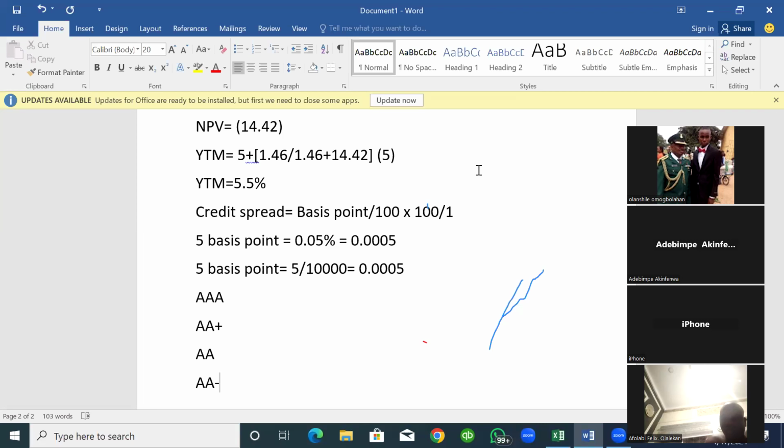Determinant of credit rating. We have financial performance. We have firm's cash flow and liquidity. We have size of the company. We have quality of management. We have financial gearing. We have securitization, and so on and so forth. You can check your part. You can check online. Determinant of credit rating. Thank you very much.